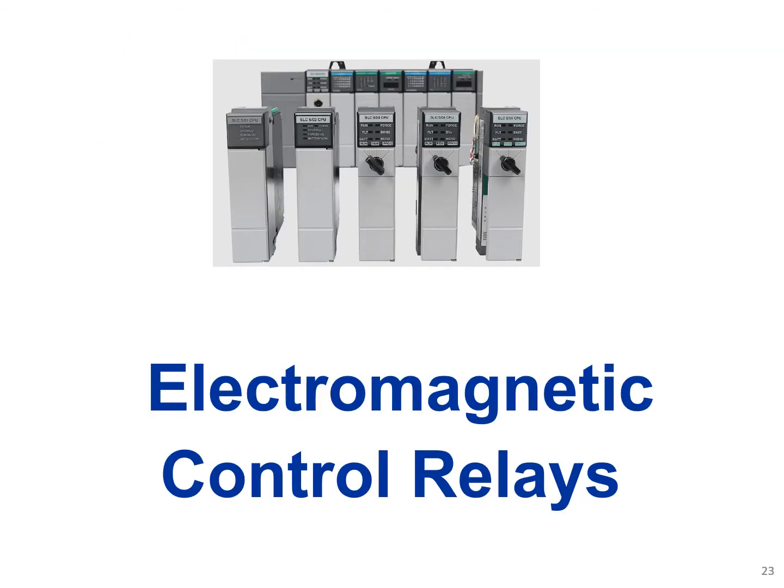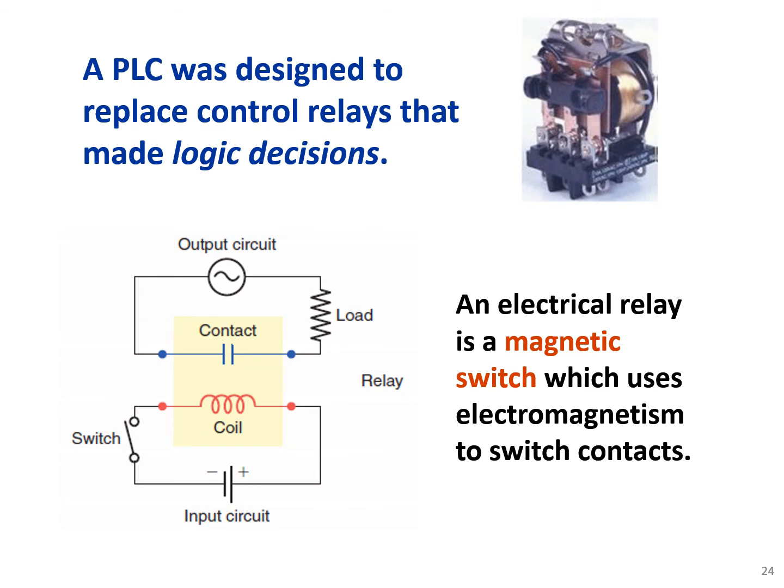Electromagnetic control relays. A PLC was designed to replace control relays that made logic decisions. An electric relay is a magnetic switch which uses electromagnetism to switch contacts. So you see that we have a coil and contact here. This is a relay.